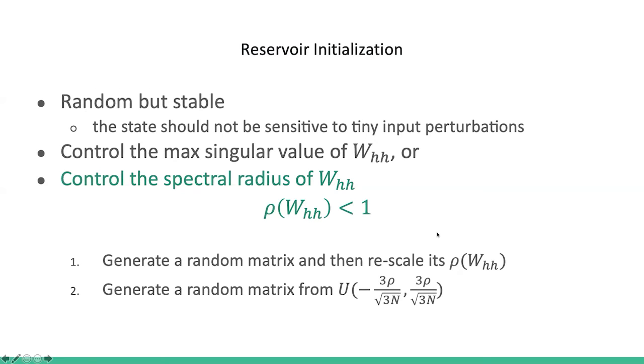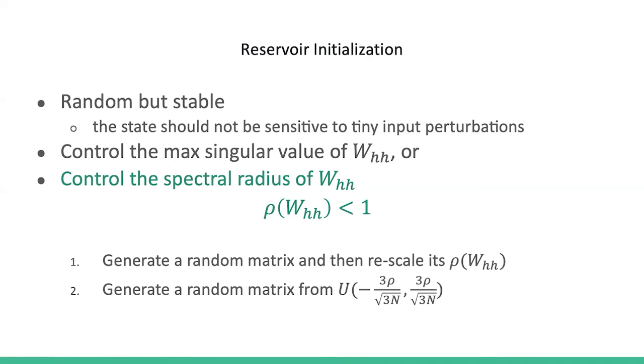Okay, so we control the eigenvalues of the recurrent weight matrix in order for them to be smaller than one. This is called the necessary condition for the echo state property, while the one on the maximum singular values is typically called the sufficient condition for the echo state property.